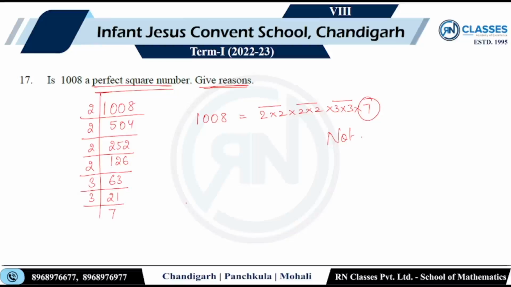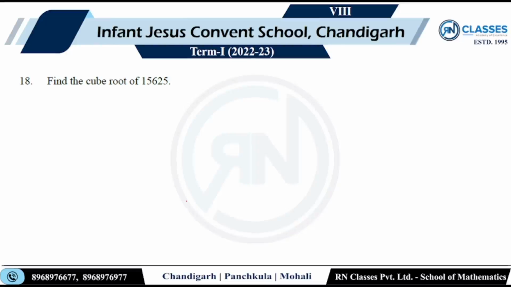Question number 18. Find the cube root of 15,625. 15,625 is divisible by 5, giving 3125.